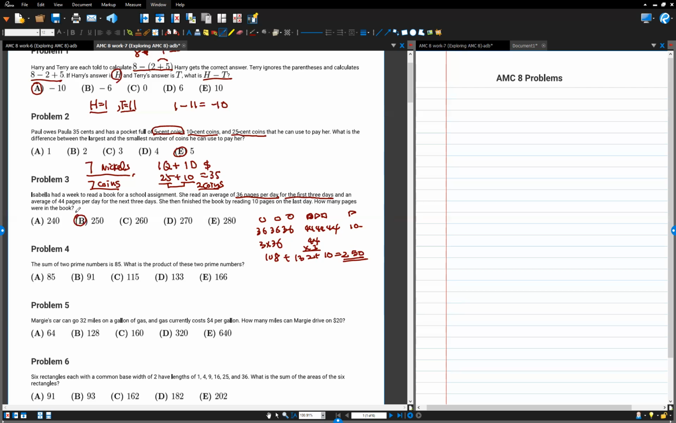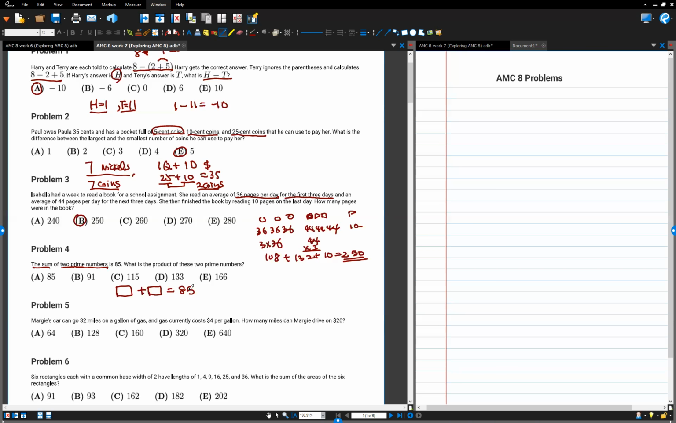Now try number 4. The sum of 2 prime numbers is 85. Two prime numbers, 85. What is the product of these prime numbers? Can you find the 2 prime numbers? Try this one. What is the prime number? Not product, sum. One prime number plus another prime number is 85.